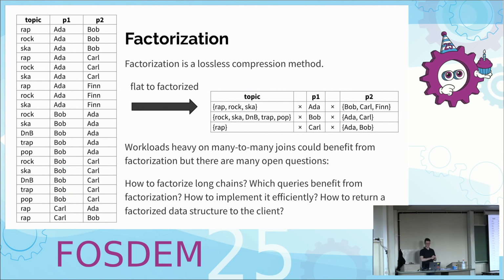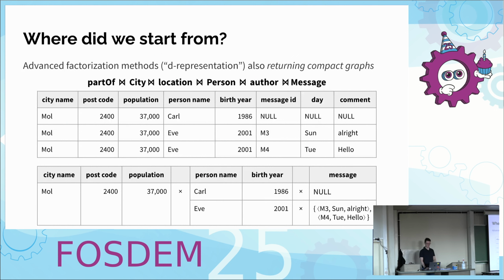So it's kind of obvious at this point in research that the workloads that have a lot of these many-to-many join operations or n-to-m edge join operations could benefit from factorization. But there are a lot of open questions around there, and there are also a lot of open questions on how to implement this efficiently. So both theoretical and implementation side, this is still up for grabs.